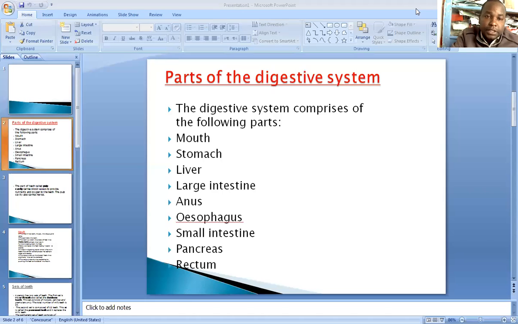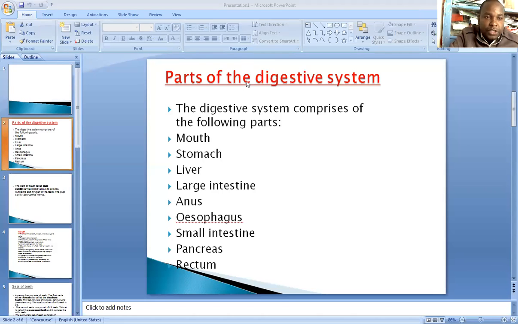Digestion is the breakdown of food into small particles that can be absorbed into the body. Digestion of food, as we said, starts in the mouth and ends in the small intestine.